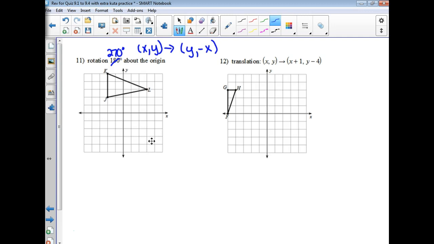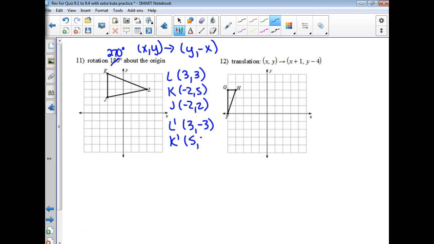Okay, so if I change this, I could write down these locations and do it. L is at 3, 3. Guys, you don't need 3 minutes to get ready to go. Chill. K is at negative 2, 5, and J is at negative 2, 2. All right, so L prime, if you change the sign of x and switch x and y, L prime is going to be at 3, negative 3. K prime is going to be at 5, 2. And J prime is going to be at 2, 2.